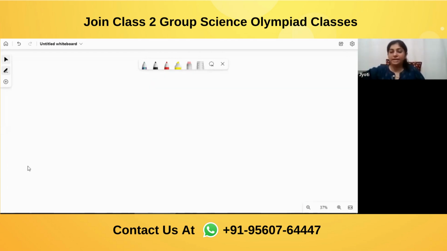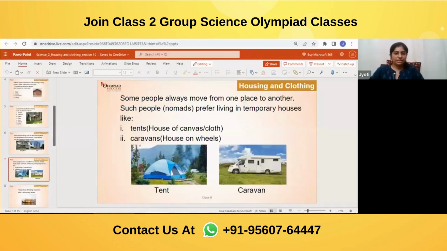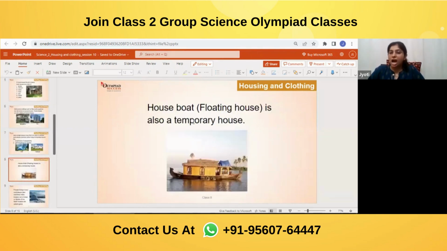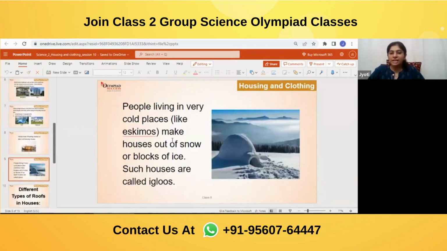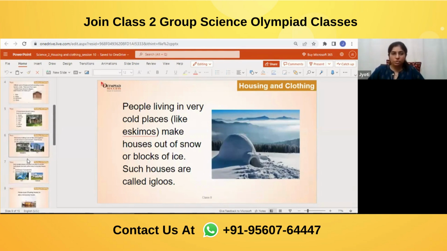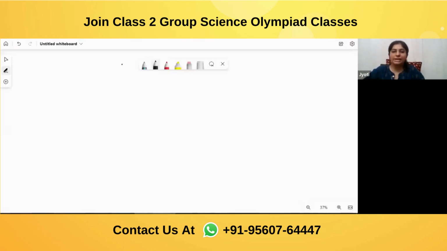Next, we come to temporary houses. First, let's read it. Some people always move from one place to another. I just told you that these people prefer living in temporary houses. For example, tents, which are made of canvas or cloth. Caravans, which are houses on wheels. A houseboat is a floating house, also a temporary house. Then there are people living in cold places, like Eskimos, who make houses of snow or blocks of ice. Such houses are known as igloos. Now we are going to study the temporary houses.